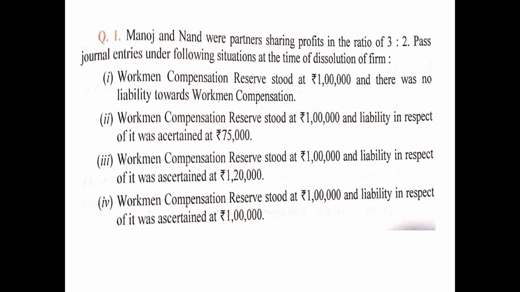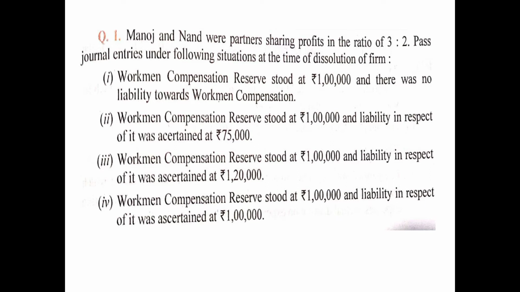Then case number 3, workmen compensation reserve stood at rupees 1 lakh and liability in respect of it was ascertained at rupees 1 lakh 20,000. So in this case, the entire amount of rupees 1 lakh will be transferred to realization account and nothing will be distributed among the partners.